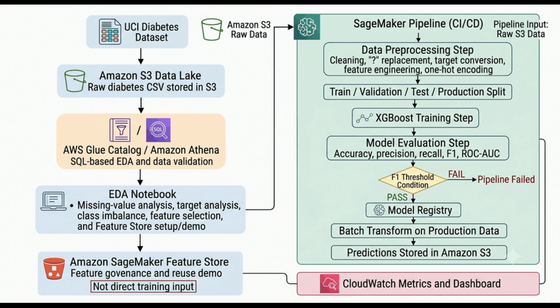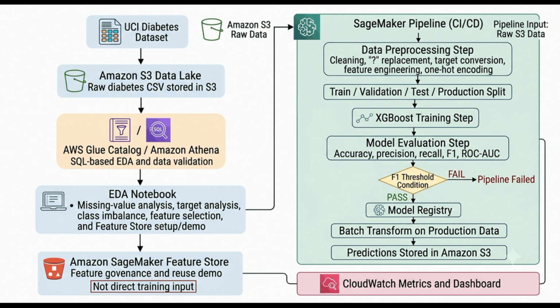The system architecture begins with the UCI Diabetes readmission dataset, which is stored in Amazon S3 as the central data lake. The raw data is uploaded to S3, then processed in SageMaker notebooks where we clean the data, select features, encode categorical variables, and create the training, validation, test, and production datasets.